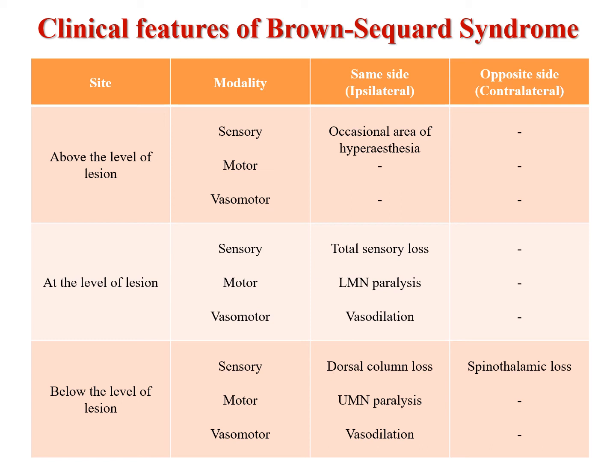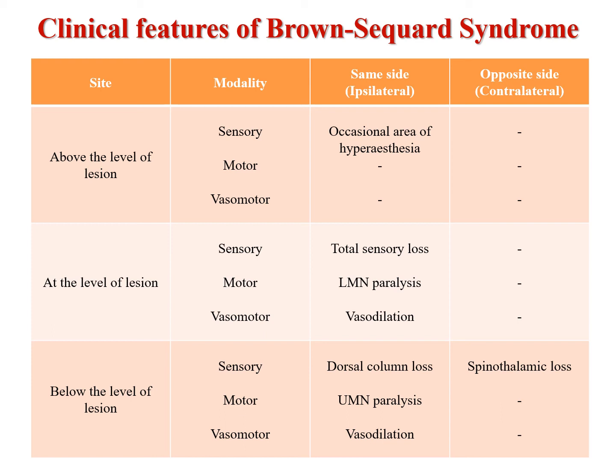As for sensory, there will be total sensory loss, meaning dorsal column sensations as well as spinothalamic sensations will all be lost at the level of the lesion in Brown-Sequard syndrome, while the motor paralysis will be of a lower motor neuron type, and due to the vasomotor tone loss, there will be a vasodilation at the level of the lesion on the ipsilateral side, while on the contralateral side, since there is no lesion, there will be no affliction.